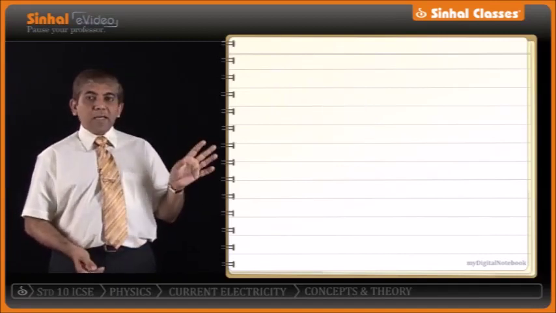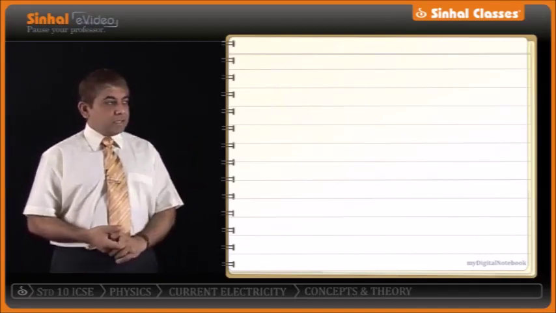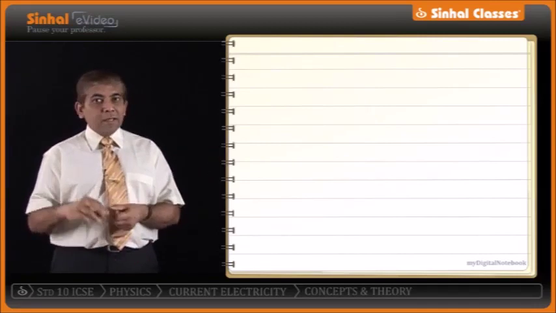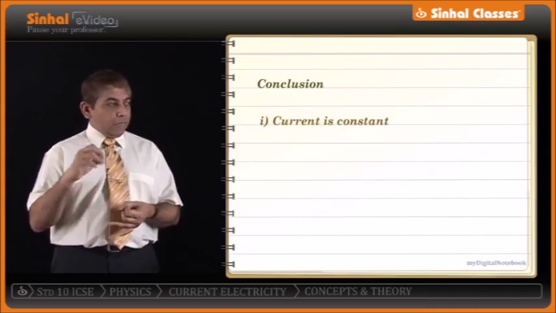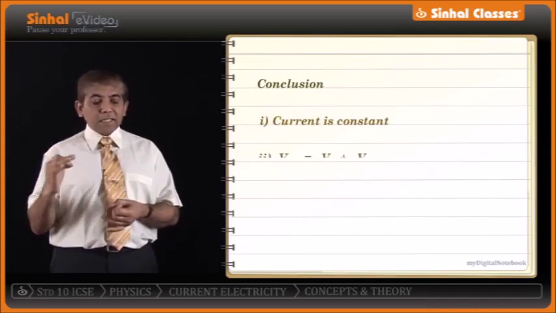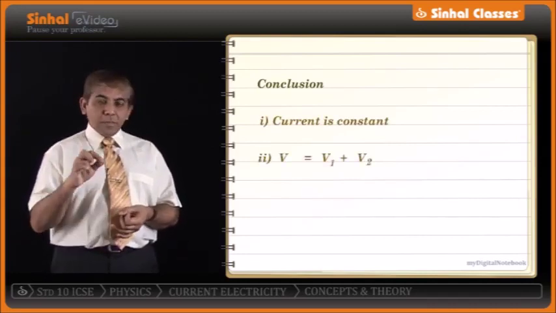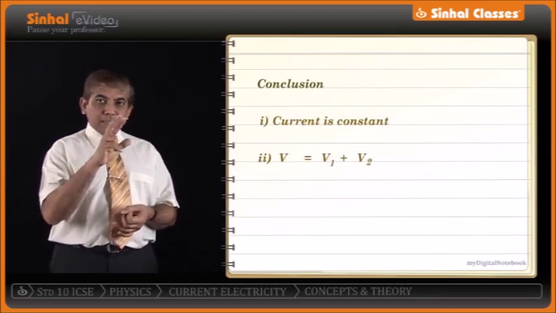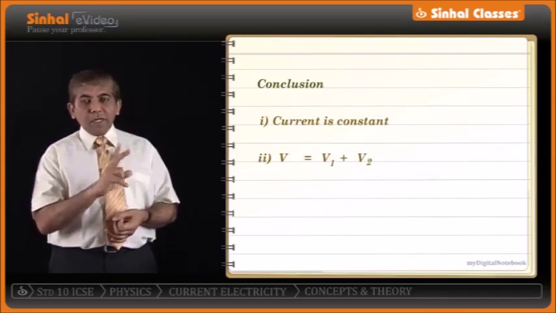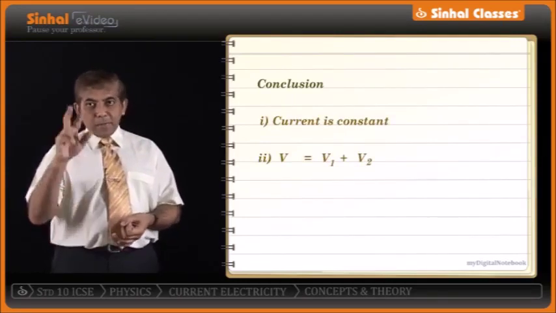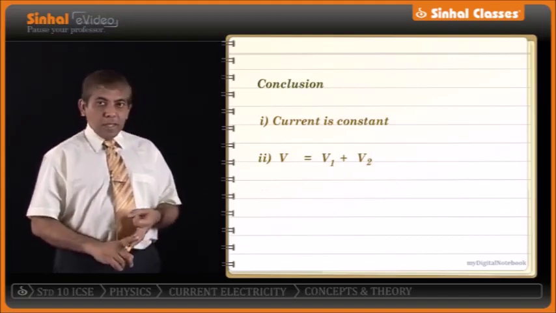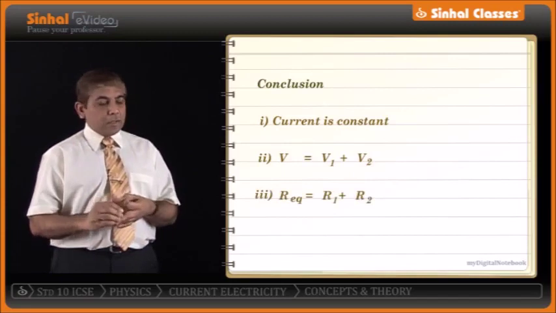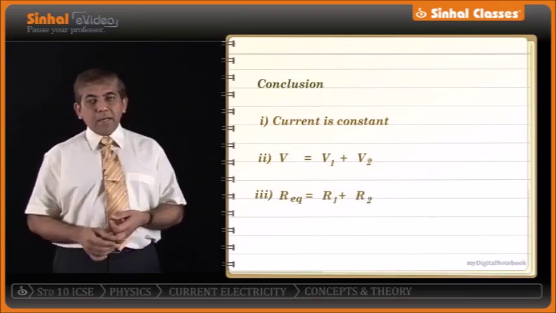So just to recap what we did here as far as series is concerned. First conclusion, current is constant. Second conclusion, V is equal to V1 plus V2. That is, the total potential drop applied is equal to the sum total of individual potential drops across individual resistances. Third one, R equivalent is equal to R1 plus R2.